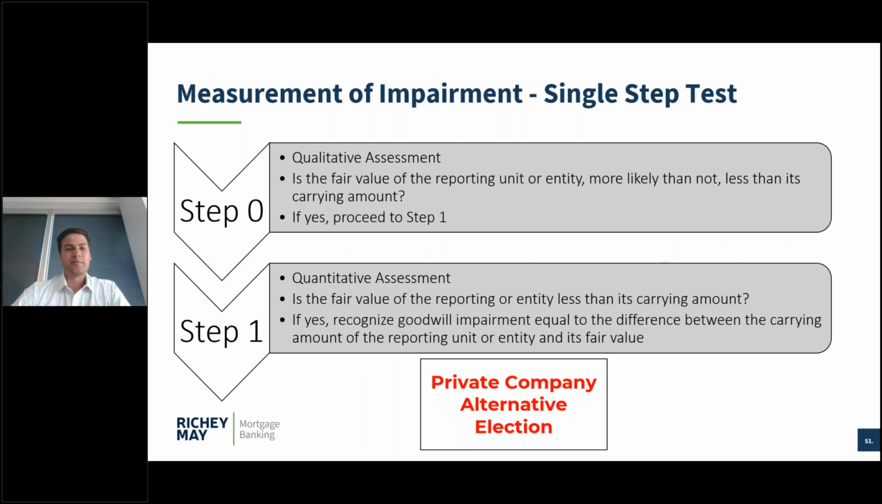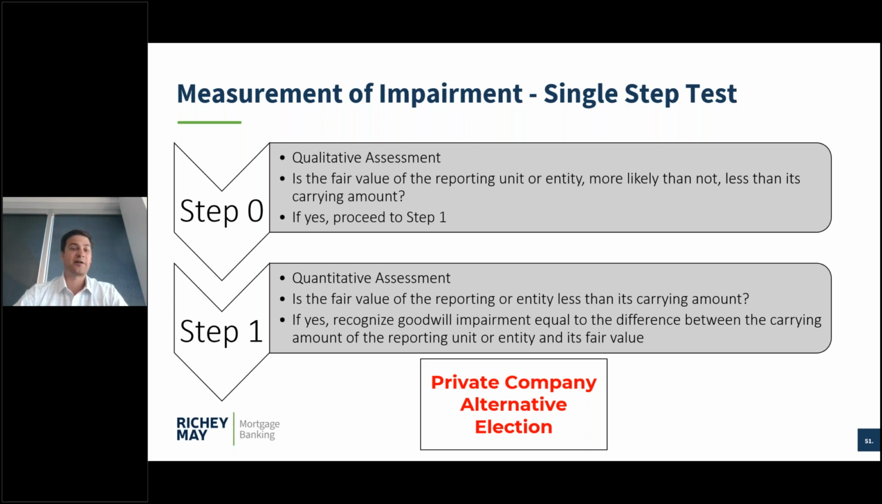So the test for impairment will start at step 0, the qualitative assessment. This is based on triggering events and have they occurred. Do these triggering events more likely than not cause the fair value of the reporting unit or entity to be less than the carrying value? If yes, move on to step 1. If no, that's the end of the assessment. Goodwill is not impaired. And then step 1 is the quantitative assessment.